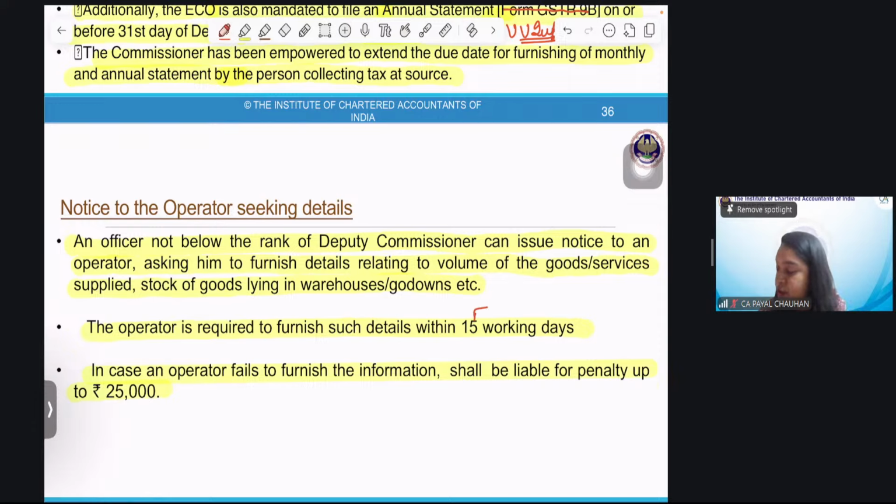If I make an MCQ on it, is this clear to you? If a deputy commissioner, or any officer not below the rank of deputy commissioner, has asked you for certain information, you have to reply within 15 days. If you do not reply in 15 days, then a penalty of rupees 25,000 will be applicable to you, right? Everyone got it? Okay, shall we proceed now?